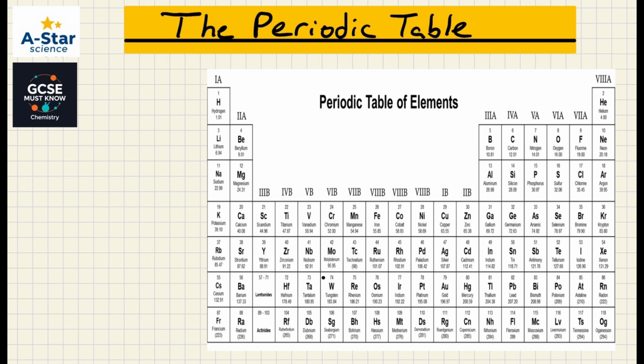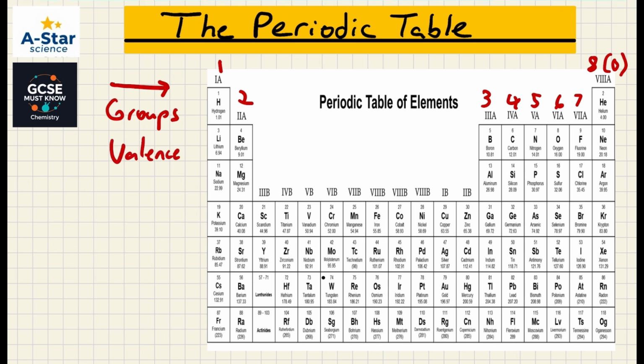The modern periodic table is organized going across the periodic table horizontally in groups. So this is group 1, this is group 2, group 3, 4, 5, 6, 7, and 8, which group 8 can also be called group 0. Now, the groups represent the valence electrons, meaning the electrons in the outer shell of those atoms in the periodic table.